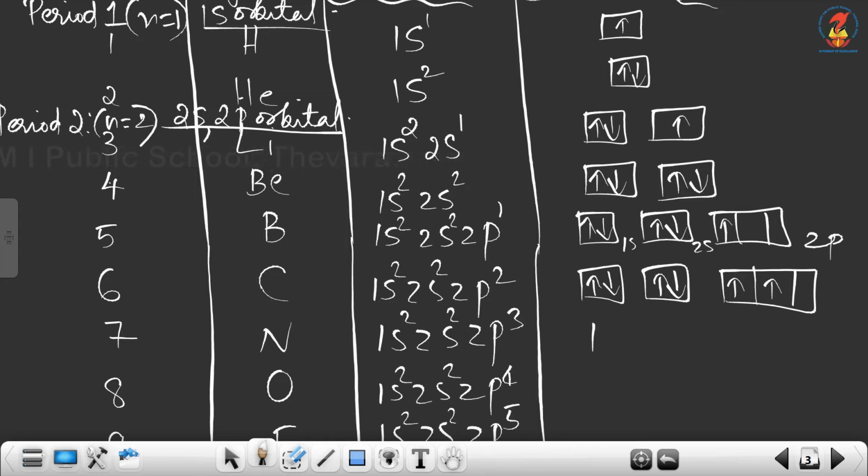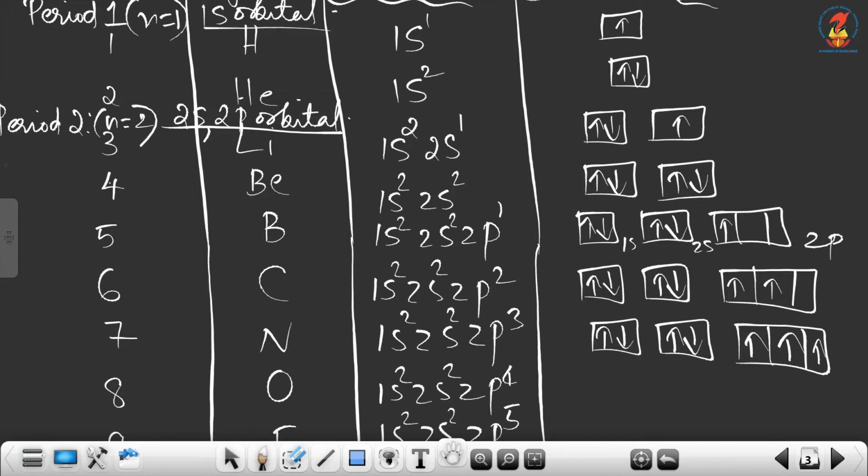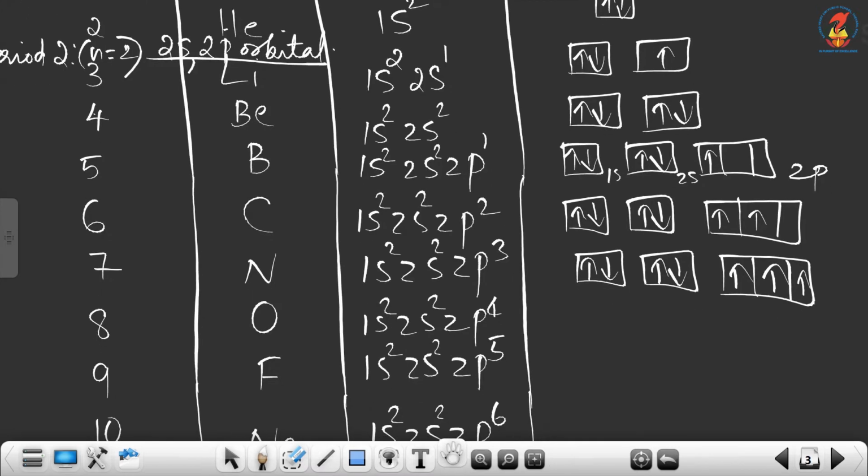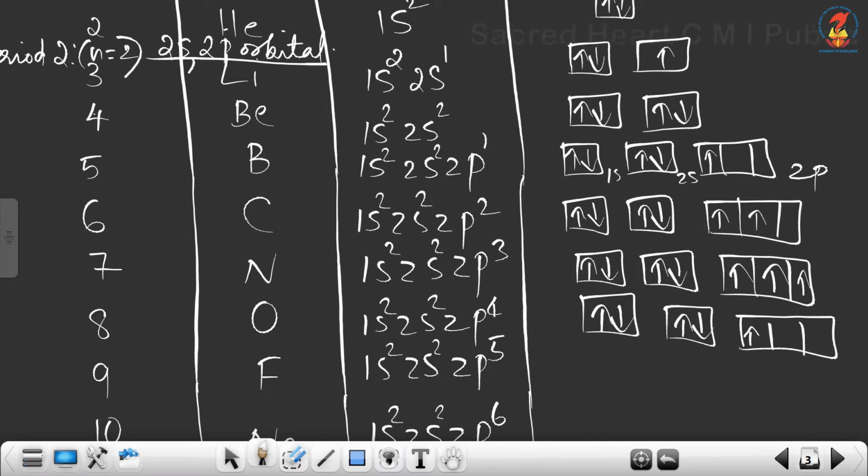Now for nitrogen we have 1s2, 2s2, 2p3. Now oxygen we have 1s2, 2s2, 2p4. Here 1, 2, 3, and now the fourth electron will start pairing.